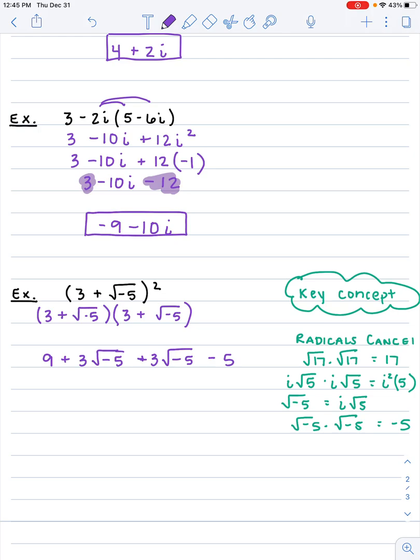So now if I combine like terms, 9 minus 5 is 4. Plus, I've got 3 radical negative 5 plus 3 radical negative 5, which gives me 6 radical negative 5. And just as always, we don't want to keep that negative there, so we want to pull out that negative. So we want to say 4 plus 6i radical 5. And that would be my final solution.